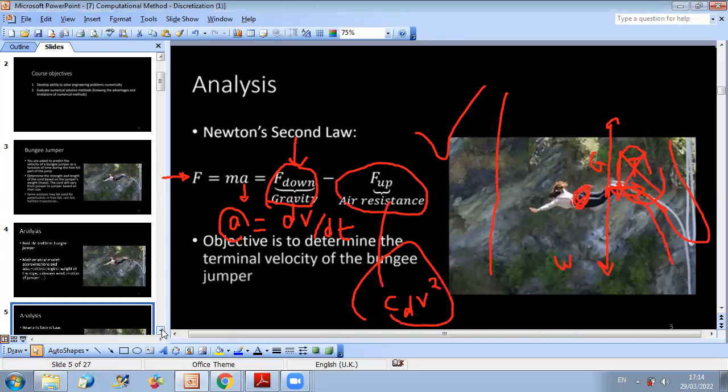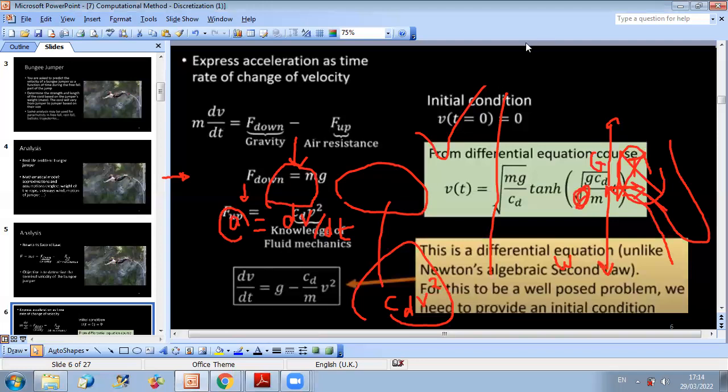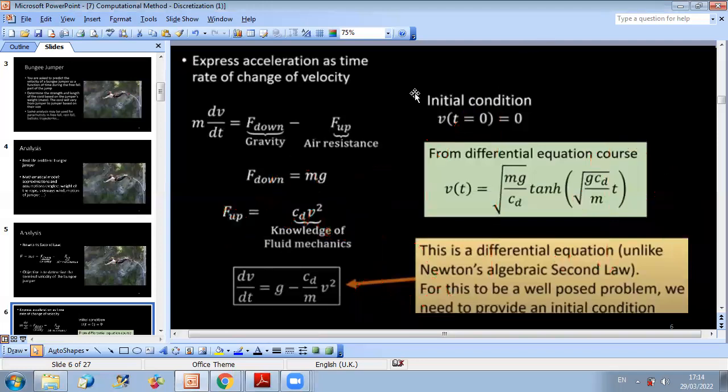So now, if we use this information, we will transform our physical problem to a differential equation. And the differential equation is m dv/dt equals mg minus cd v squared. And if you divide all your terms by m, so here you have mg, if you divide by m, you end up with the following differential equation: dv/dt equals g minus (cd/m) v squared.